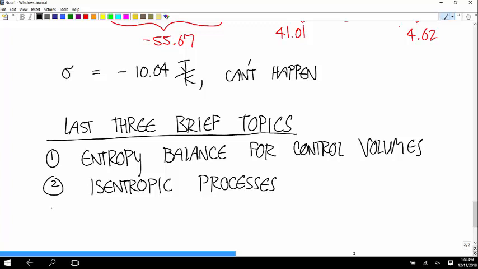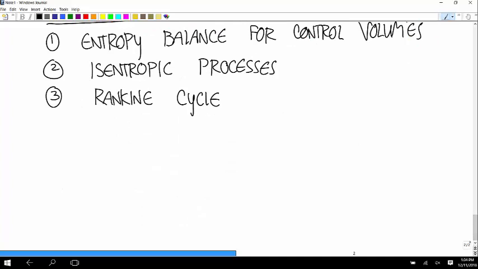And then the last thing I'll talk about is one type of power cycle called the Rankine cycle. All right, so the first one is the entropy balance for control volumes.